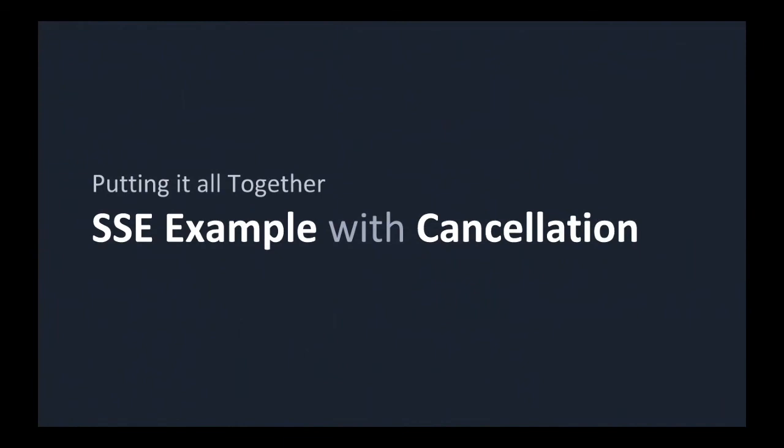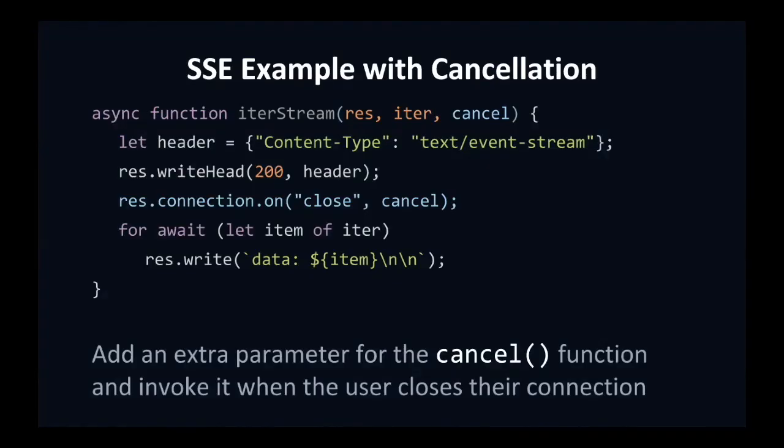So now let's put all the pieces together. I'm going to show you what the server-sent events example looks like with actual cancellation. We've taken our IterStream function and we've added a thing that watches for the user's connection to close, and then it calls cancel on our promise here. So you can see we also added a parameter so that you can pass in the cancellation function that resolves the cancellation promise.